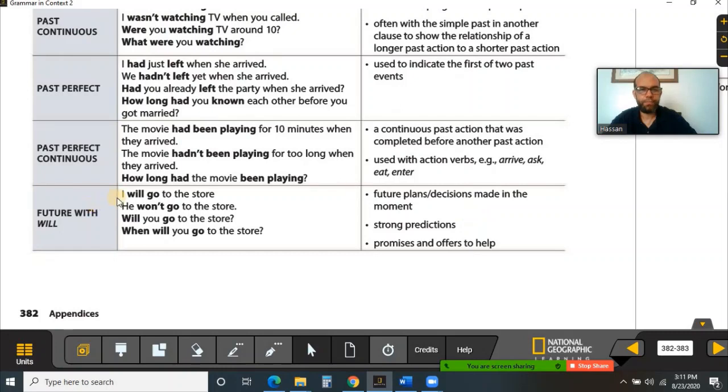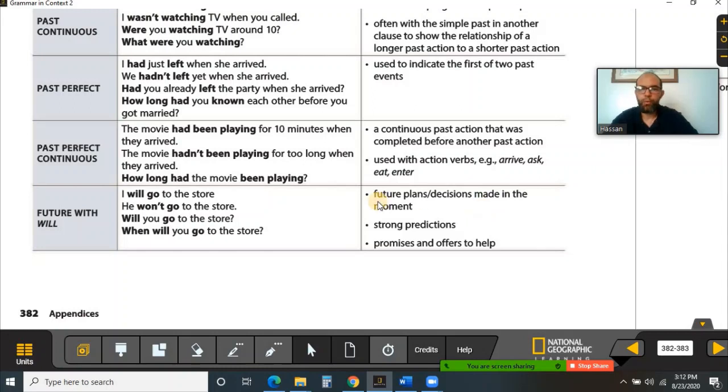Okay, let's move on. Now the future with will. This is basically the simple future, and it is used with will plus simple verb. Always remember to use simple verbs after modal auxiliaries like will, would, can, could. Will is just one of them. The others are might, may, have to, etc. So the usage is future plans, decisions made in the moment, and strong predictions or promises and offers to help.